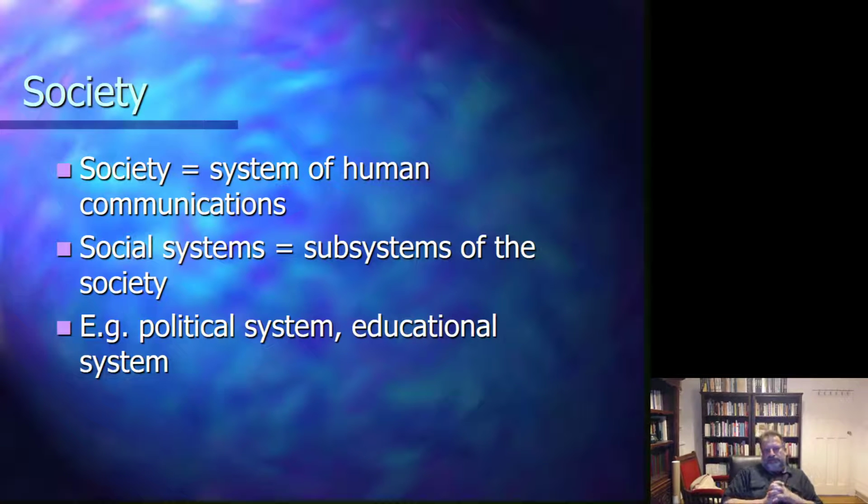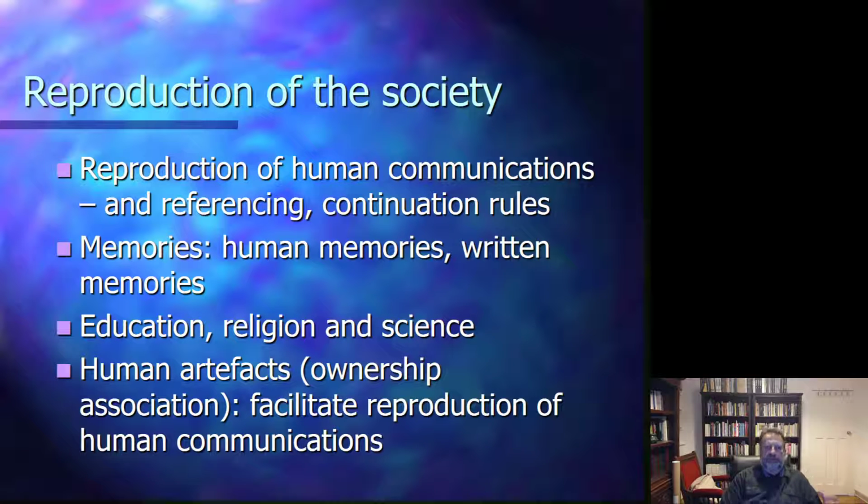So, we define society as the system of all human communications. And we define social systems as the subsystems of this society. So previously we looked at the education subsystem, religion and science, and also politics and the legal subsystems. Now, the society is built of many such subsystems, and overall these subsystems contribute to the reproduction and expansion of the society. Now, to reproduce the society, you need to reproduce human communications which reference other human communications and follow the continuation rules of the society and the society defining language.